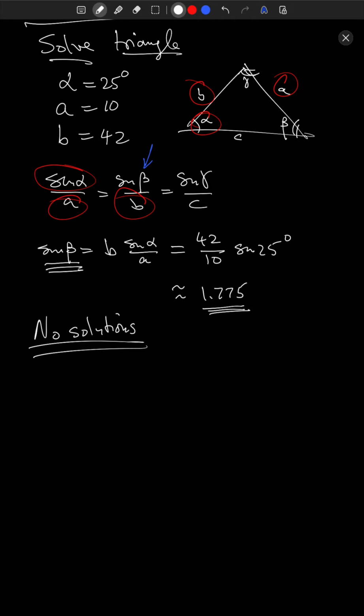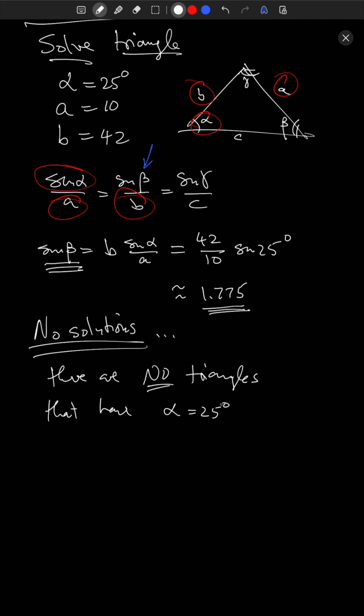Right? And if you did plug this into a calculator to calculate beta as the arc sine of 1.775, it'll give you an error because there is no arc sine of 1.775, right? Because the domain of arc sine is between minus 1 and 1. So there's no solutions. So this means that there are no triangles that have one angle equal to 25 degrees, and then 2 consecutive sides being 10 and 42.